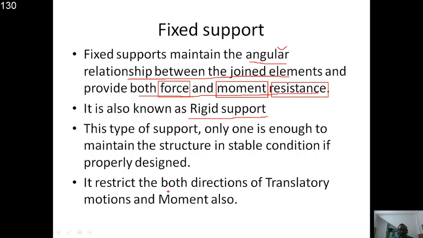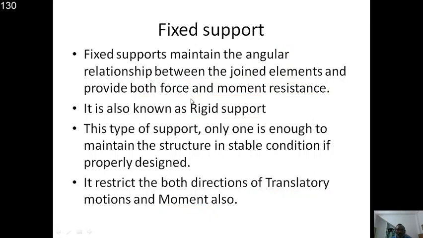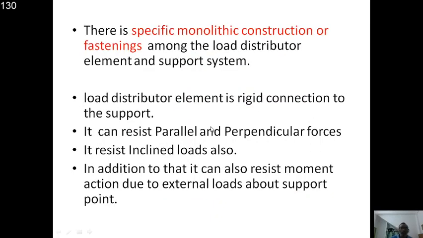It restricts both directions of translatory motion. What I said is that it is both directions, that means x axis right and left, y axis up and down. Those translatory motions can be resisted, and with that the moment is also resisted, as we have seen earlier. Hence it can resist the moment directions also. It can restrict that turning action. So this is a good rigid support.